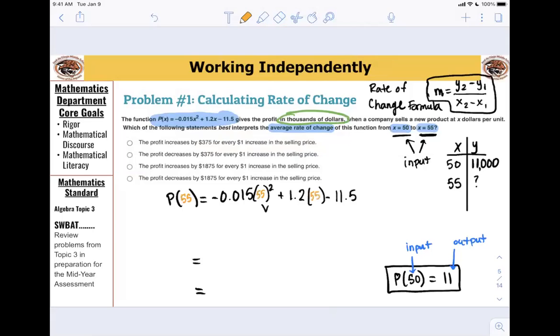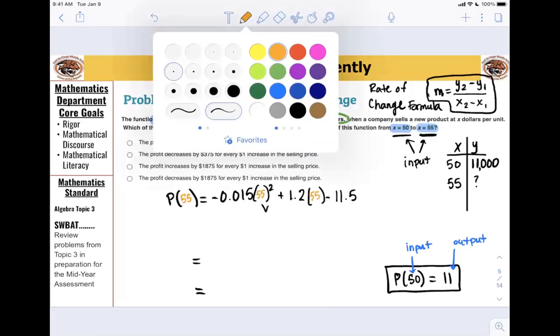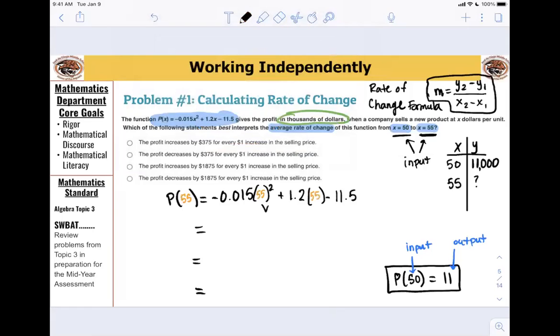So calculator's out. We can use a calculator for this. Let's go ahead and do the math. 55 to the power of 2. What do you get? 3,025. 3,025. So now I have negative 0.015 times 3,025. Okay, multiplying. Negative 0.015. Go ahead, Ajar. Say that again, sorry. Negative 45.375.